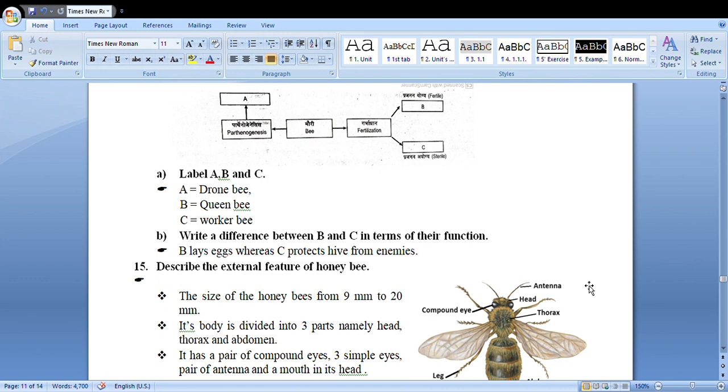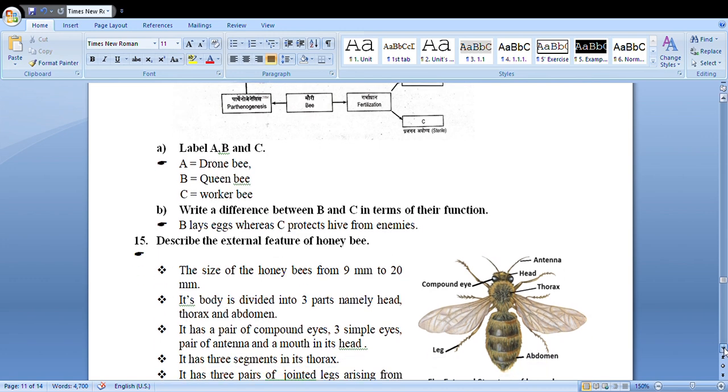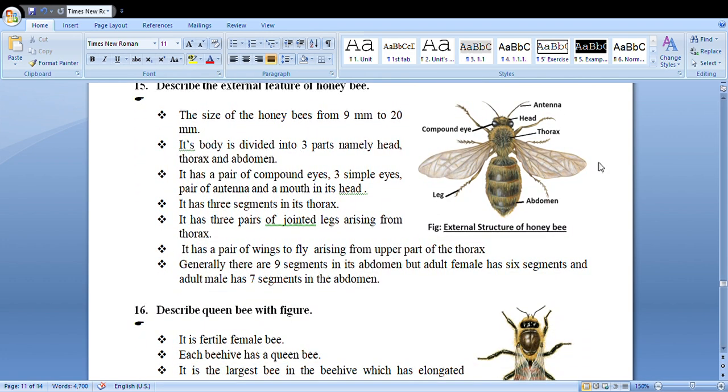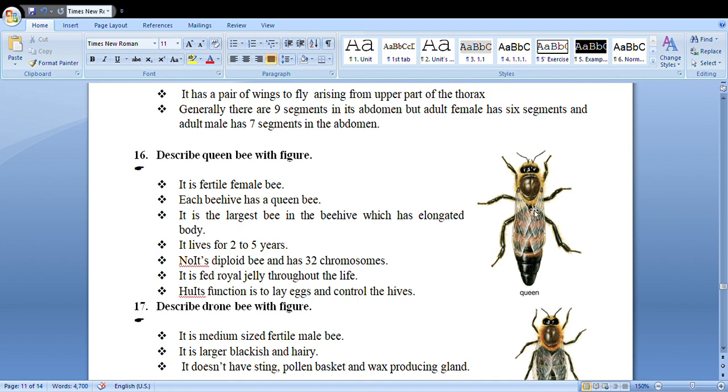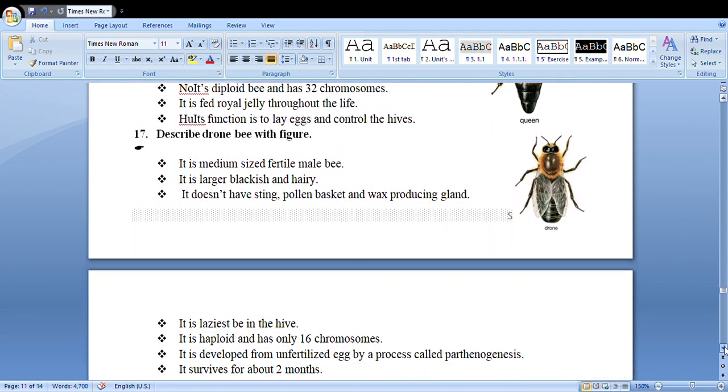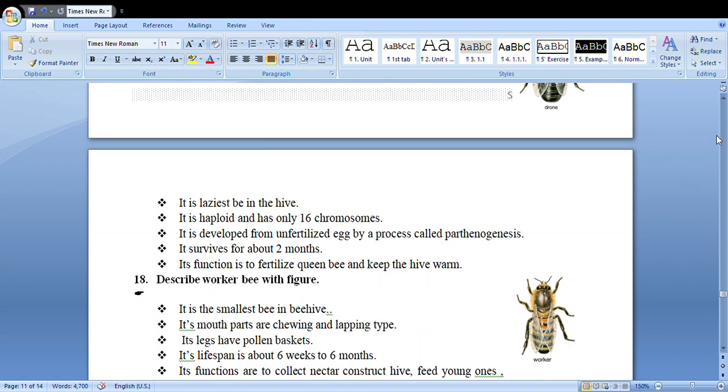Describe the external feature of the honeybee. We have described earlier also the external features. These features we have described earlier also. Similarly, describe the feature of queen bee. So its elongated body. This feature we have also at first in the note section we have described. Describe the feature of drone bee, that is also described. Describe the feature of worker bee with the figure.